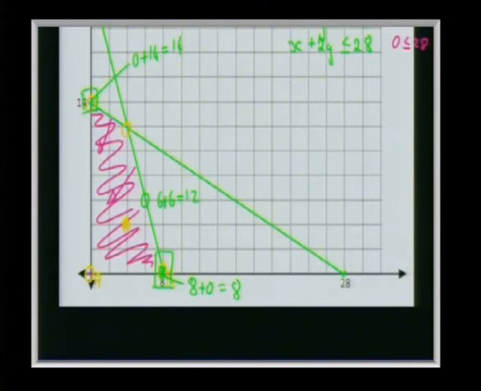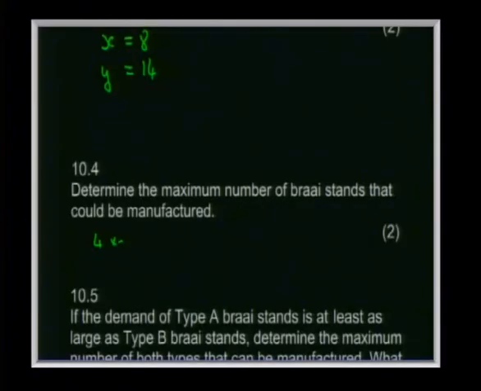Let's have a look at this one over here. That is 4 plus 12, which gives 16 braai stands. And yes, taking all the points, that is our maximum number of total braai stands that we can have. So 4 x's and 12 y's. So 4 x type plus 12 y type for a maximum of 16 altogether.